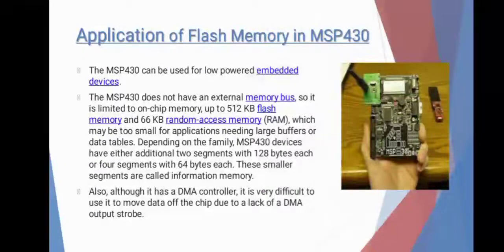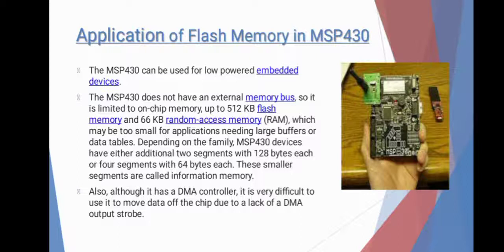Next, we'll see the application of flash memory in MSP430. MSP430 can be used for low-powered embedded devices. The current drawn in idle mode can be less than 1 microampere. The top CPU speed is 25 MHz. It can be throttled back for low power consumption. The MSP430 uses 6 different low power modes, and it can wake up in under 1 microsecond, allowing the controller to stay in sleep mode longer, minimizing average current use.